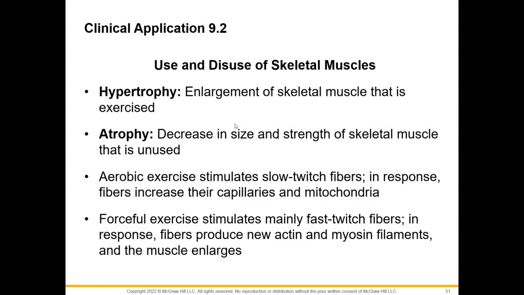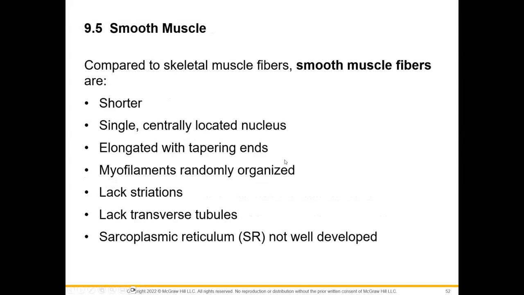Aerobic exercise stimulates slow twitch fibers more. In response, fibers increase their capillaries and their mitochondria. Forceful exercise, though, stimulates mainly the fast twitch fibers. And in response, the fibers produce new actin and myosin filaments, and the muscle enlarges. But it is important to do both aerobic and what we might call anaerobic activity.